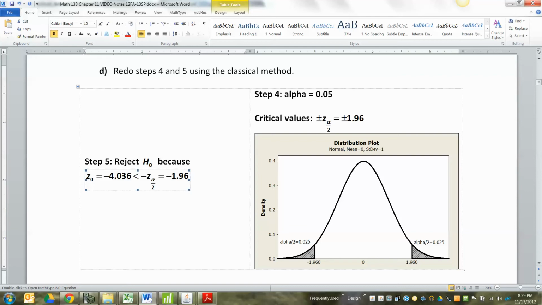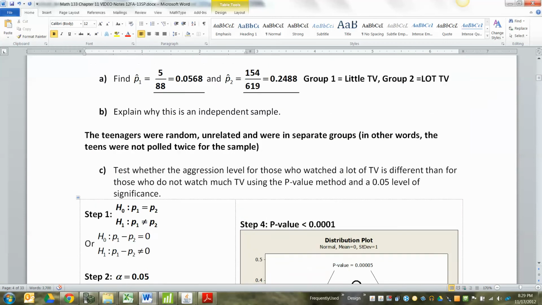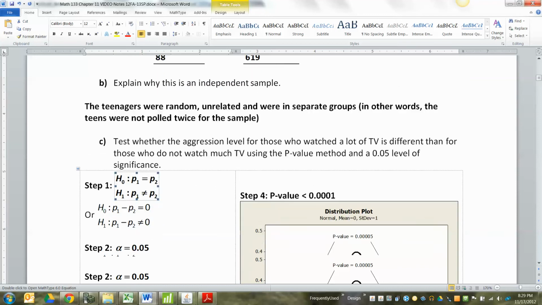I mean, if nothing else from this course, you should know that if you have a z-score of around 4 point something, you're going to be rejecting the null hypothesis because you're so far away from what you consider to be normal. Just a recap again. You assumed that the proportion of aggression between TV watchers and non-TV watchers is the same, or little and lot TV watchers. You assumed that to be the case.